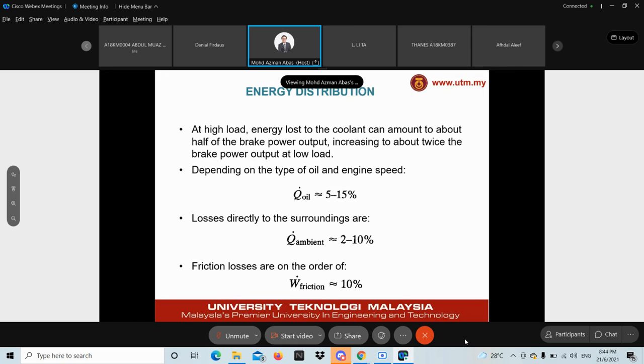Losses directly to the surroundings, such as ambient. Okay, this is actually heat that is being dissipated to your front bonnet, to your cabin, and so forth. So whenever the heat is being dissipated to the environment, that is roughly between 2 to 10%. Whereas on friction losses, actually we could definitely cover up to 10%.